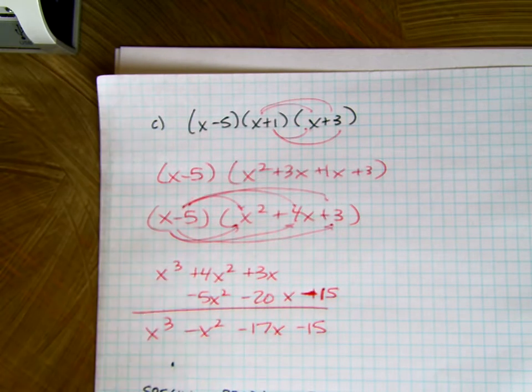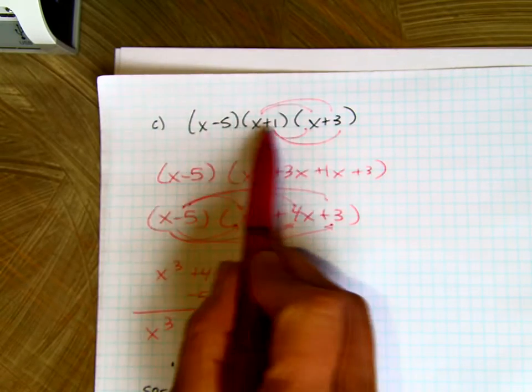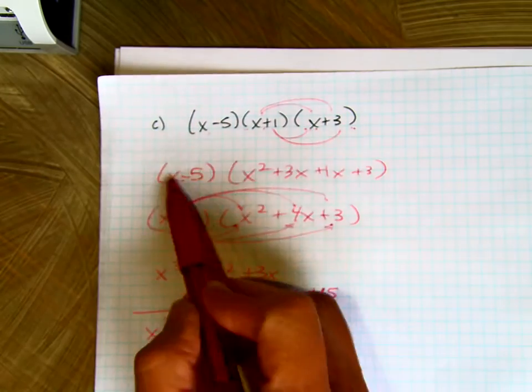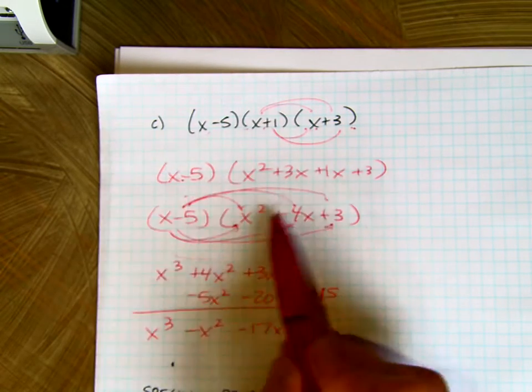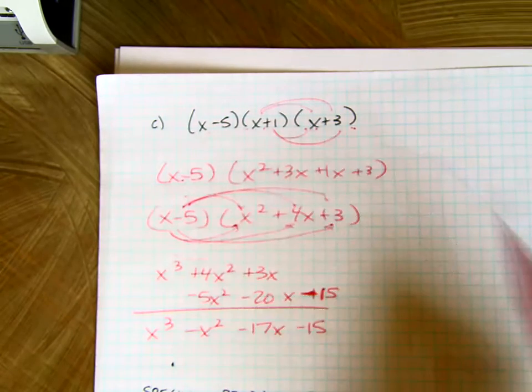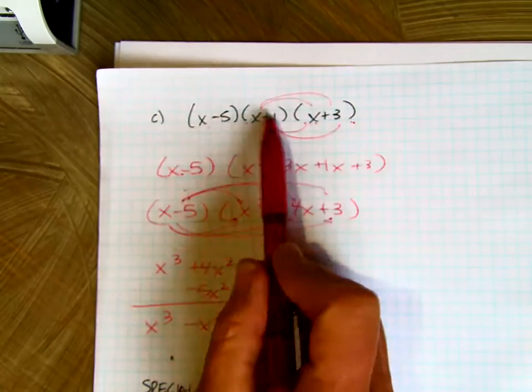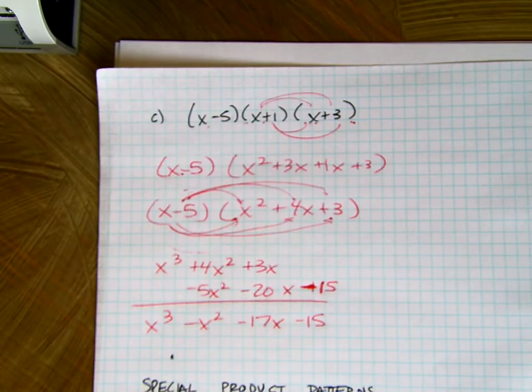And it wouldn't have mattered. I could have done these two first and then multiplied by this one, but do you remember how I told you I like to keep my binomial out front so that I only have to distribute two things rather than the other way around? But it's all just about the distributive property and multiplication in whatever order you want.